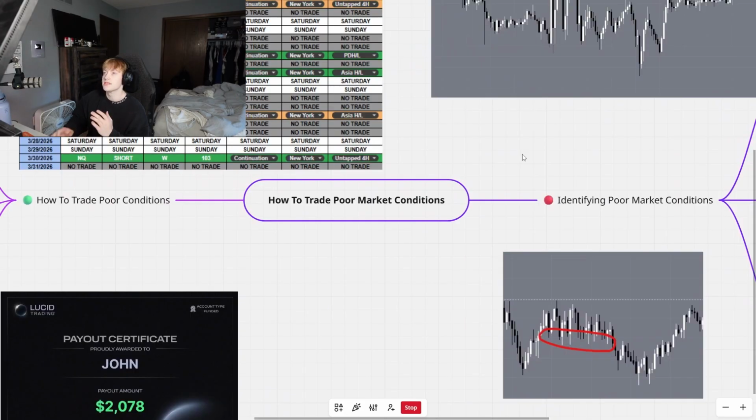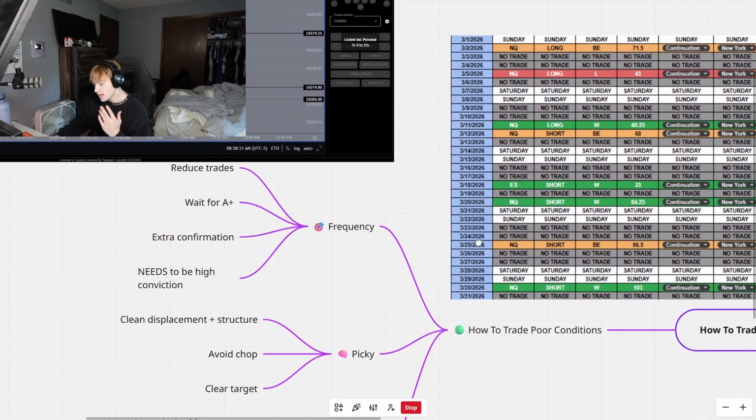And now it is time to actually show you guys how we are going to approach trading these poor market conditions, because again, I just had my most profitable month of the year. I made $20,000 across prop firms, a $10,000 payout with Top Step, and then a $10,000 payout with Lucid. So let's get right into it.